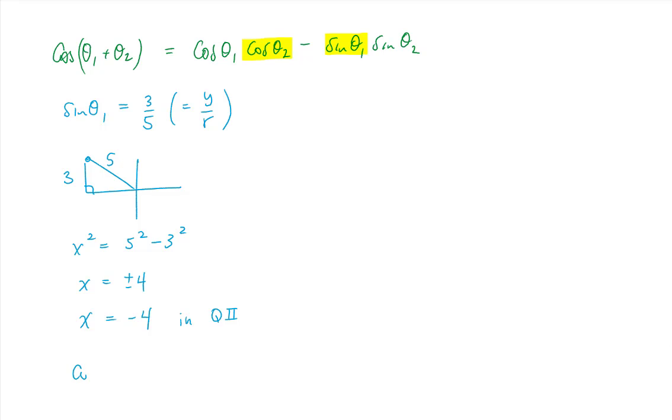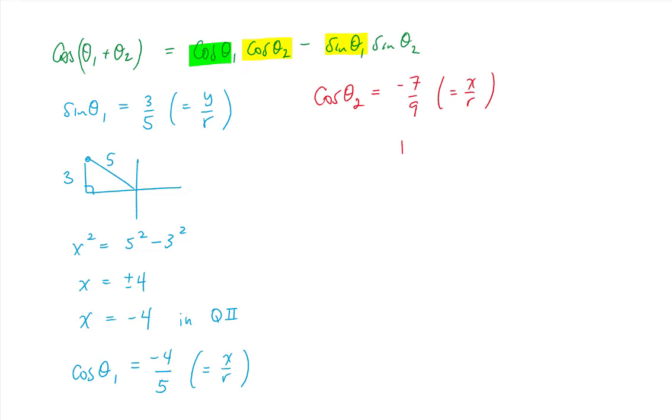this means that x is equal to negative 4. That now tells us that cosine of theta 1 is equal to, remember that's x over r, negative 4 over r, which is 5. So now we have cosine of theta 1. All we need is the sine of theta 2. So to determine that, we start with the cosine of theta 2, which is equal to negative 7 over 9. Again, that's x over r. If we draw that out, there's negative 7, there's 9. We need to find the y value.